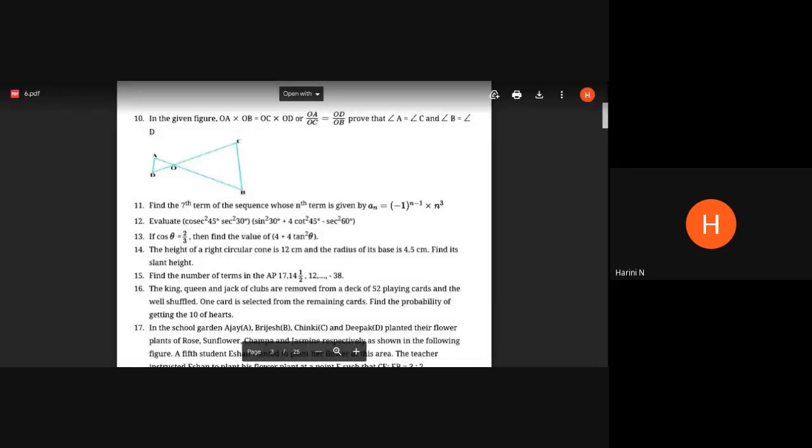Cosec 45 is the reciprocal of which ratio? Sine. Do you know what sine 45 is? 1 over root 2. So the reciprocal of sine 45 will be cosecant 45. So write down cosecant 45 equals root 2, because sine 45 is 1 by root 2. Cosecant 45 will be root 2.